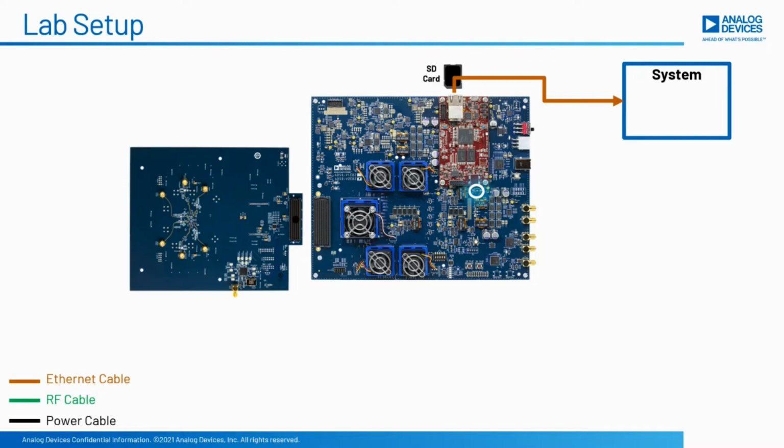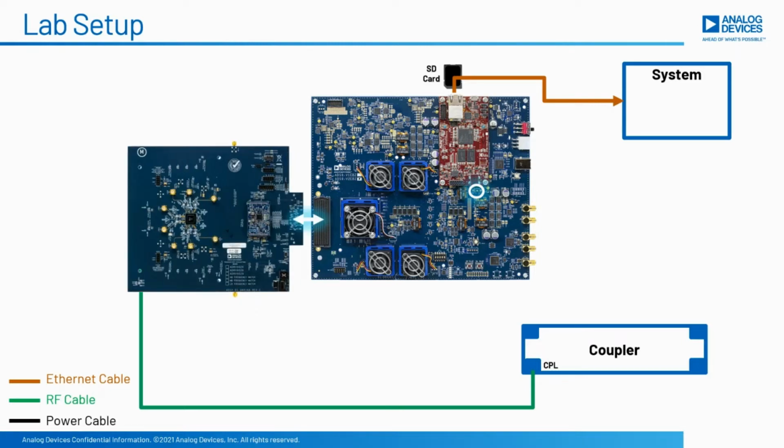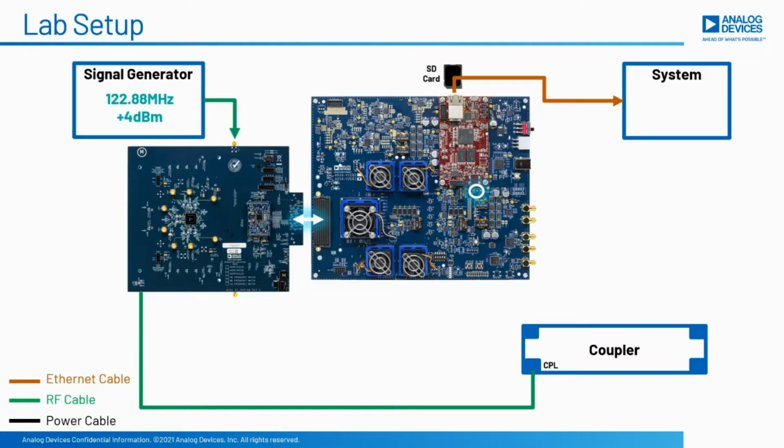For the transceiver, first connect the ORX cable, which is on the bottom side of the board, with the coupled port of the coupler, and then connect the eval with the ADS9 using the FMC connector. For clocking, we'll connect the oscillator in SMA port with the signal generator, setting the frequency to 122.88 MHz with an amplitude of plus 4 dB.